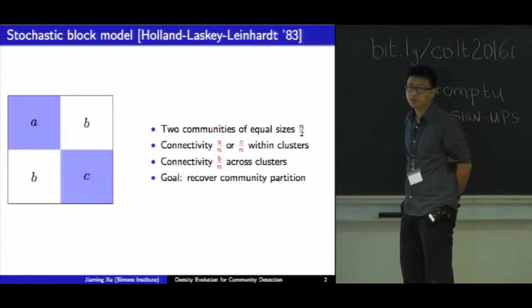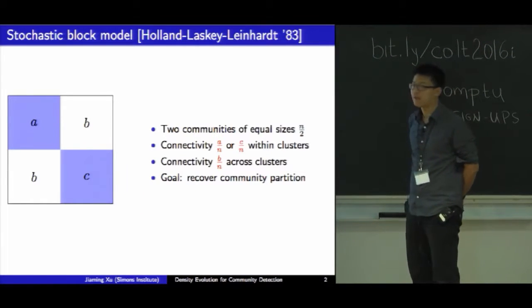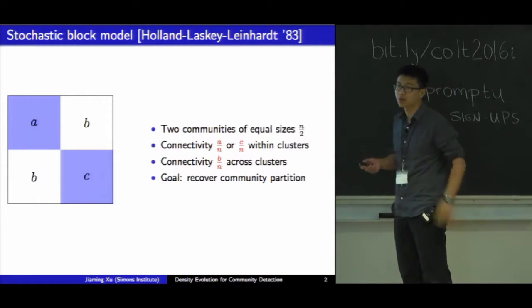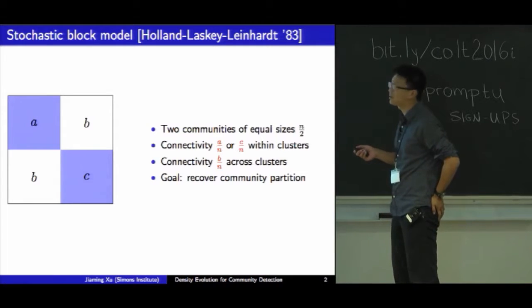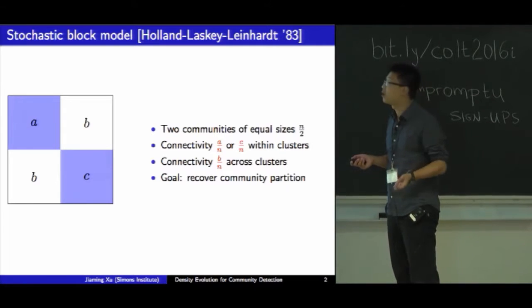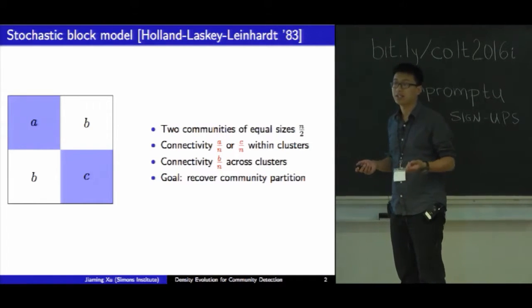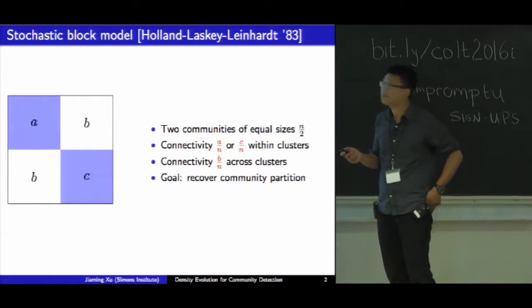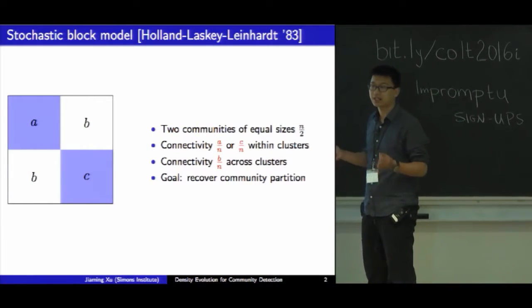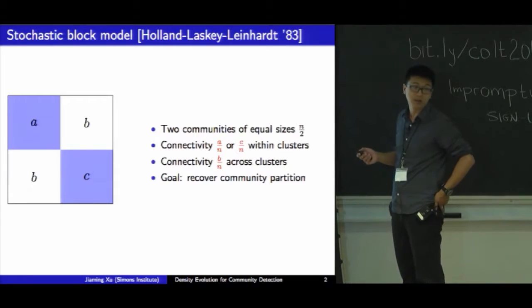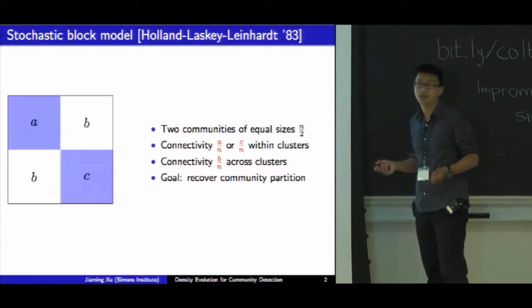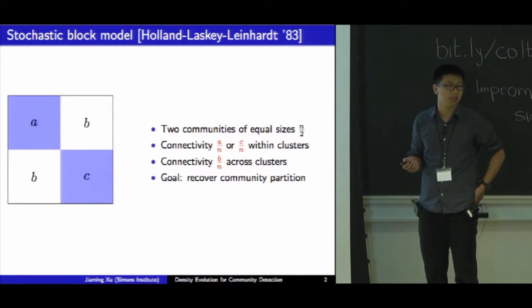Okay. So I'm going to talk about the stochastic block model. And again, I'm also going to look at a very simple form of stochastic block model. Suppose we have n nodes in total, which are divided into two communities of equal size, n over 2. Then for two nodes within the first community, they are connected independently with edge probability A over n. And for two nodes both in the second community, they're connected independently with edge probability C over n. And for two nodes not in the same community, so they're in two different communities, they're connected independently with edge probability B over n.